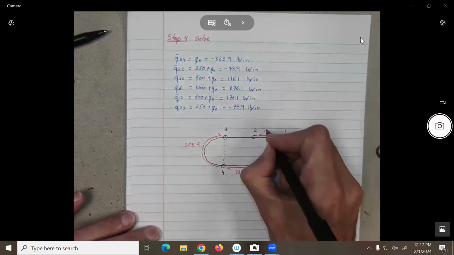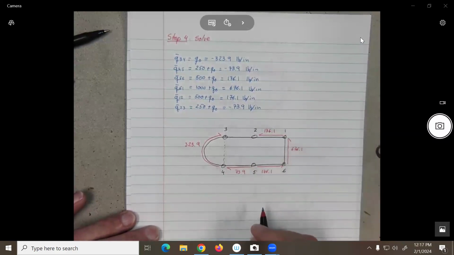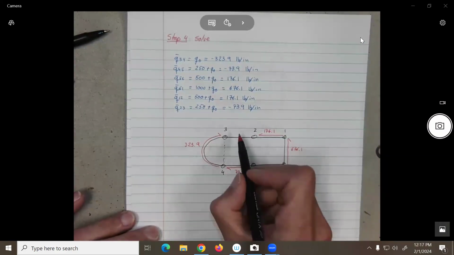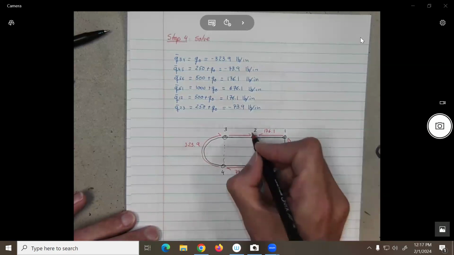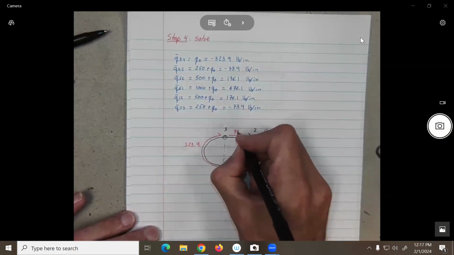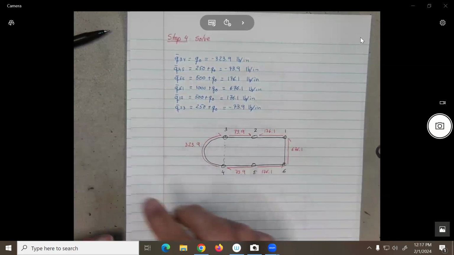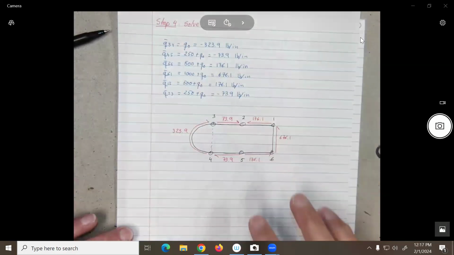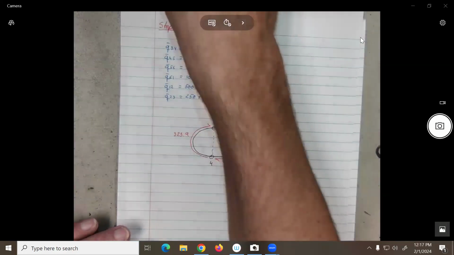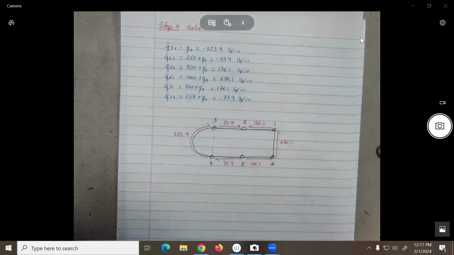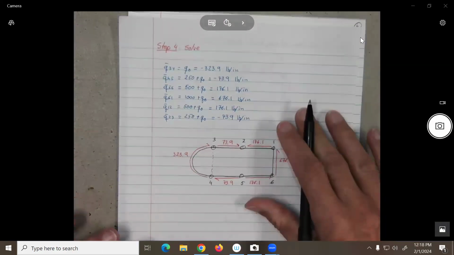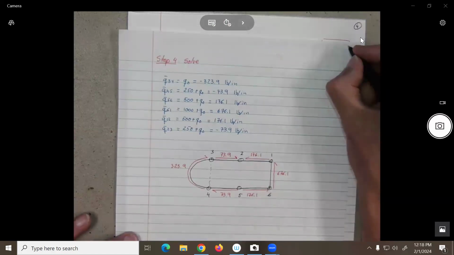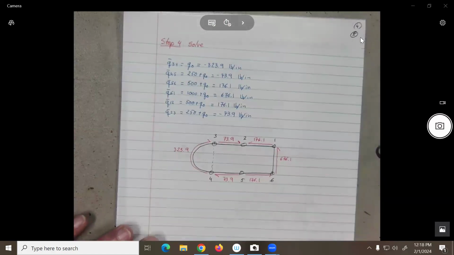It should be the same as the opposite side, so 176.1. And this one should be negative. Q23, if we did it correct, should be going from 3 to 2, and should be symmetric with the other one. So 1, 2, 3. No, 4.